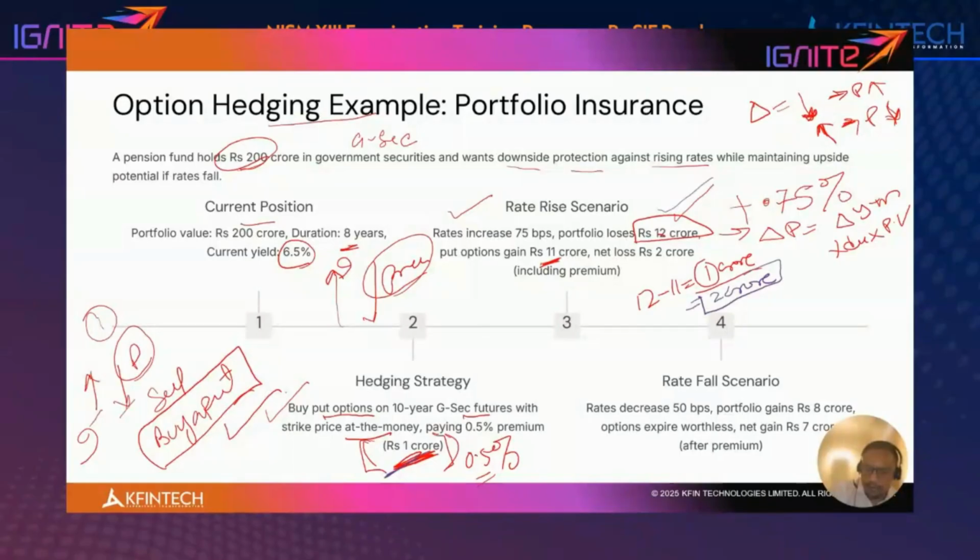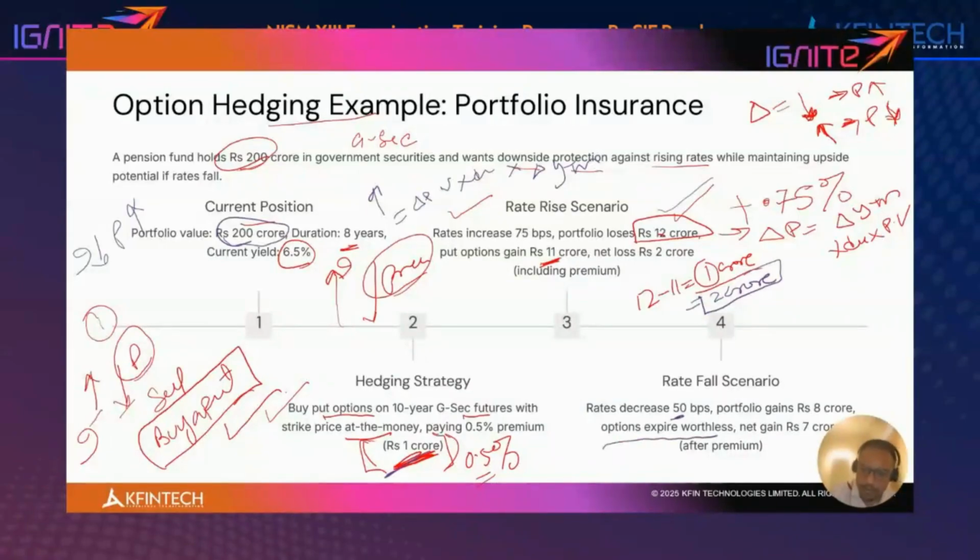And if the rate falls, if the rate decreases, the portfolio will gain, because if the interest rate goes down, the prices will go up. So this 200 crore will gain by some amount, which you can calculate: change in portfolio value into duration into change in expected YTM. So this formula will give us some gain, but the options will expire worthless.